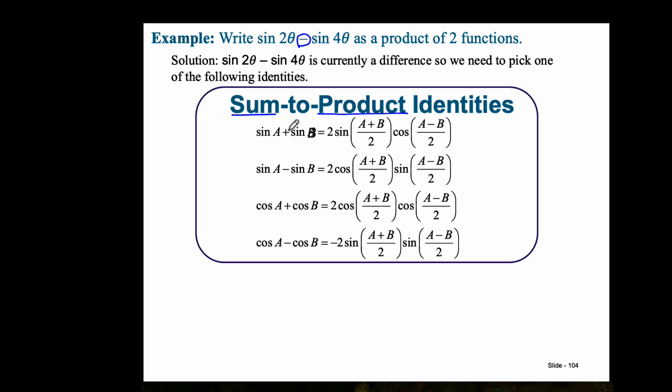When we have the sum or the difference of two functions like we have here, we can change it from a sum into a product. So that's why it's called sum to product identity. This one would look like this: 2 times sine of angle A plus angle B, half of that, times cosine of angle A minus angle B, half of that. So we need to pick one of these, and we are working with a difference. We've got sine, minus, and another sine function. So we would want to go with this one here.